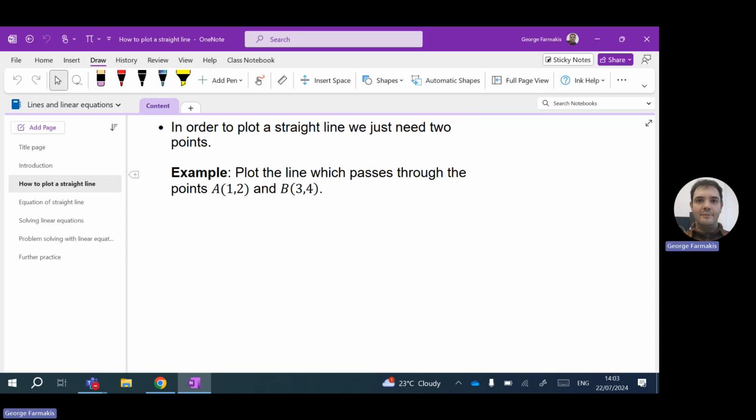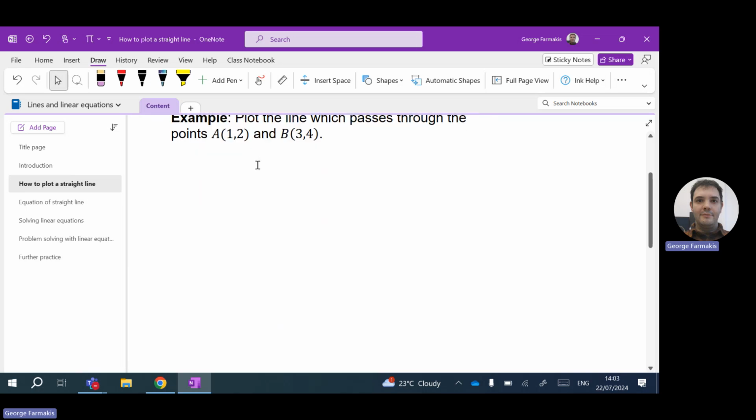Now, by intuition, we know that if we want to graph a straight line, we just need to know 2 points. So in order to plot a straight line, we just need 2 points. For example, let's say we want to plot the line that passes through the points A (1, 2) and B (3, 4). So how can we plot this line?